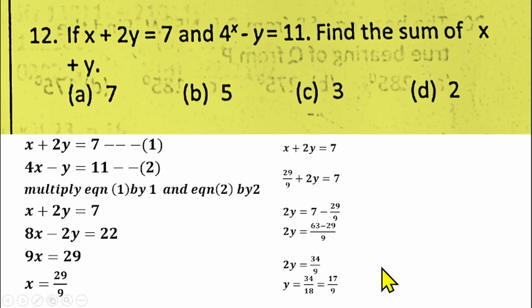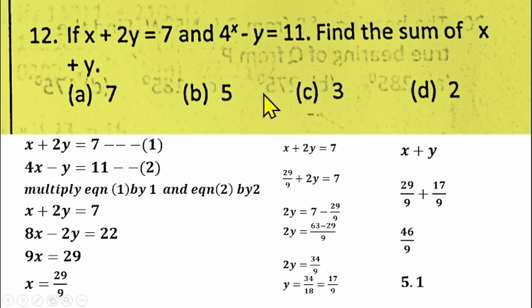If you reduce that, then the question asks us to find x plus y. So our x is 29 over 9 and our y is 17 over 9. If you perform your LCM here, which is 9, you will add the numerators. That gives us 29 plus 17 over 9. If you simplify, that gives us 5.1.